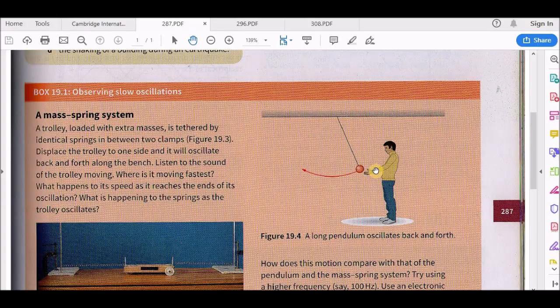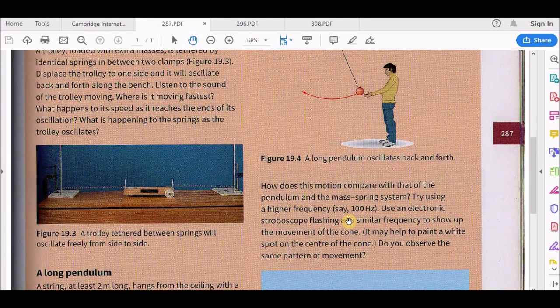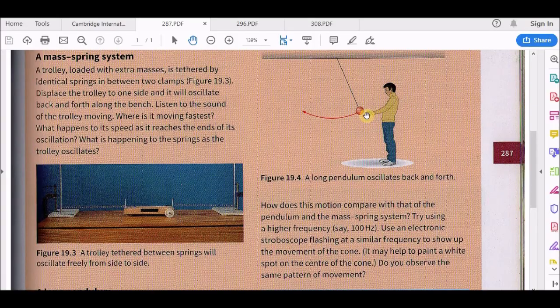Why natural frequency? Because once you release it, it oscillates by itself. It swings by itself. So it is swinging due to its natural frequency. Frequency is the number of swings per second in this example. Here we can also say number of oscillations per second.